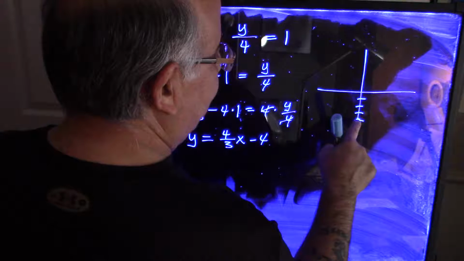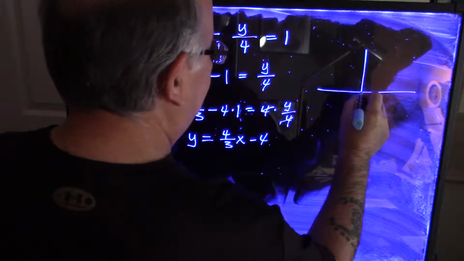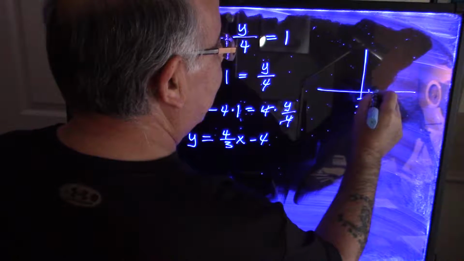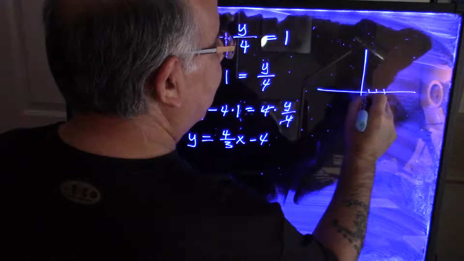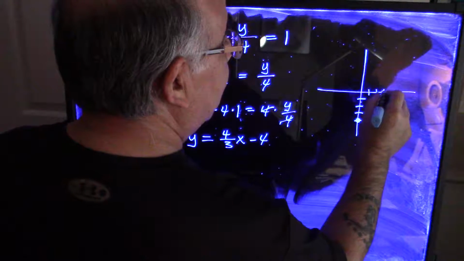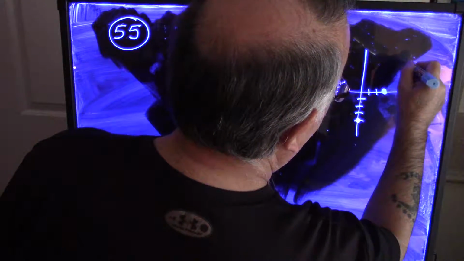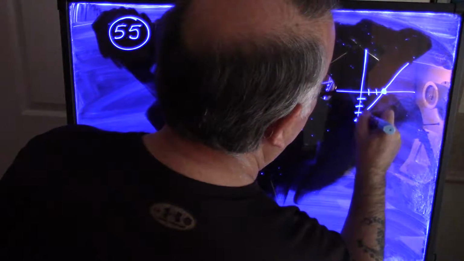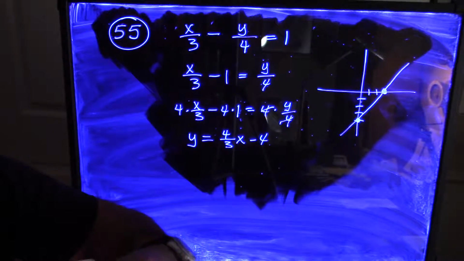That means a rise of 4, go up 4, 1, 2, 3, 4, and a run of 3 to the right, 3. So 1, 2, 3, 4 up and to the right 3, 1, 2, 3. Right there. And then connect the dots. And there it is. And here it is in your book.